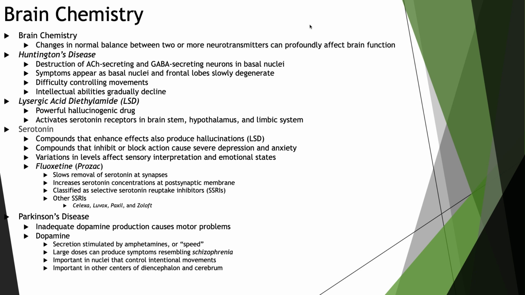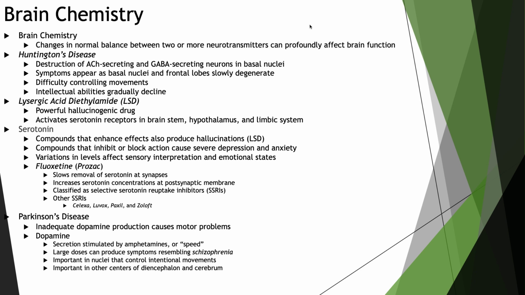The primary problem in this inherited disease is the destruction of ACh-secreting and GABA-secreting neurons in the basal nuclei. The reason for this destruction is unknown. Symptoms appear as the basal nuclei and frontal lobes slowly degenerate. An individual with Huntington's disease has difficulty controlling movements and intellectual abilities that gradually decline. In many cases, the importance of specific neurotransmitters was revealed while searching for the mechanism of action of other drugs. These examples are as follows.